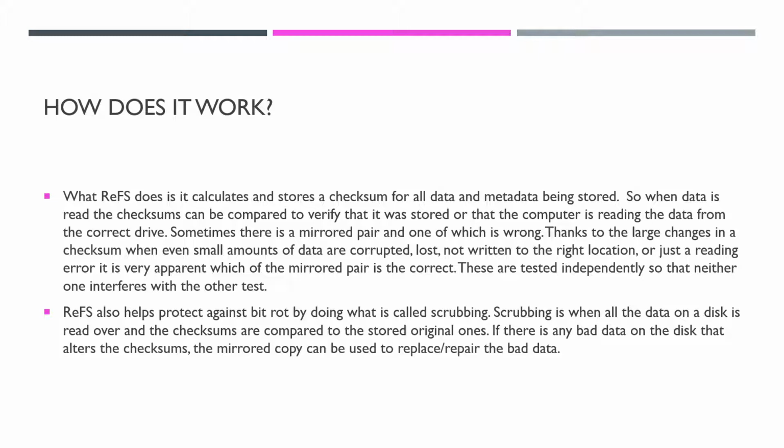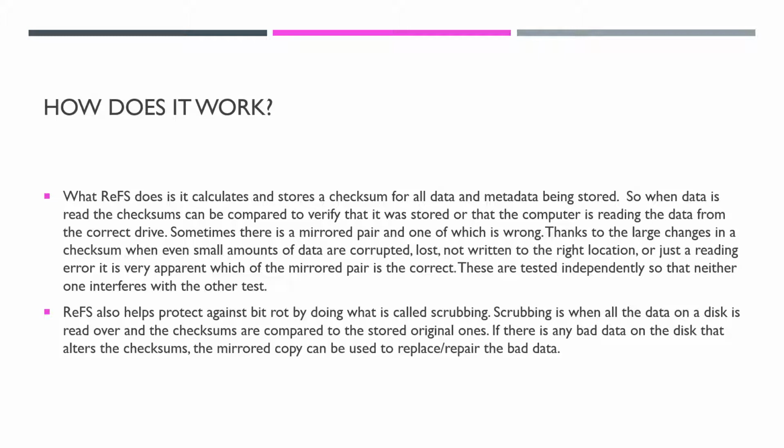It can also help determine which is wrong between the mirrored pair and the original pair, thanks to the large changes in the checksum, even when there's a small change to the data that helps to calculate that checksum. Whether it be lost, corrupted, written in the wrong spot, or just reading the incorrect location, it's very quickly apparent that there's an issue, and a lot of times ReFS can determine what the issue is just based off of the differences in the checksum. And all of those are tested independently, so the original image is tested by itself, and then the mirror image is also tested by itself to make sure.